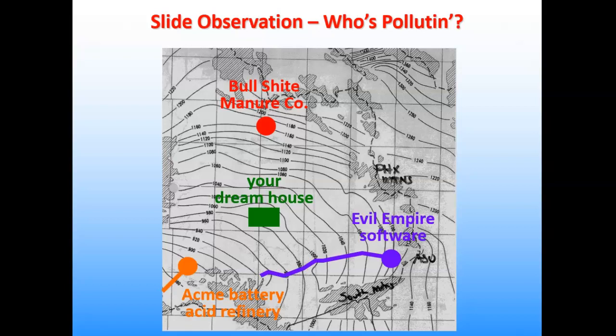And even the Evil Empire here, if we draw the lines as best we can perpendicular to those contour lines, we can see that even though your house is at a lower elevation, when we talk about the groundwater table, it's going to move past your house and not intersect your well. Where the dreaded manure company, not so much, right?